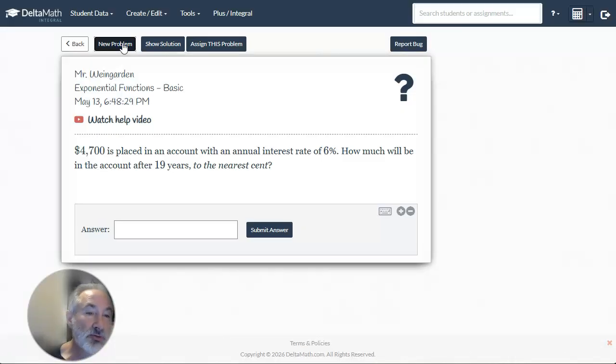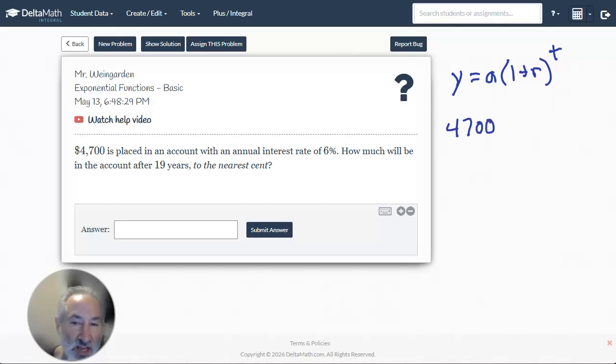Okay, in this case, the money's growing. It doesn't say growing, but it does have an annual interest rate of 6%, and without any other information, it looks like it's going to go up. So again, let me go ahead and get my pen, and we'll use the growth formula. So y equals a times 1 plus r raised to the power of t, because they give us 19 years, and then we just put in the starting amount as 4,700.